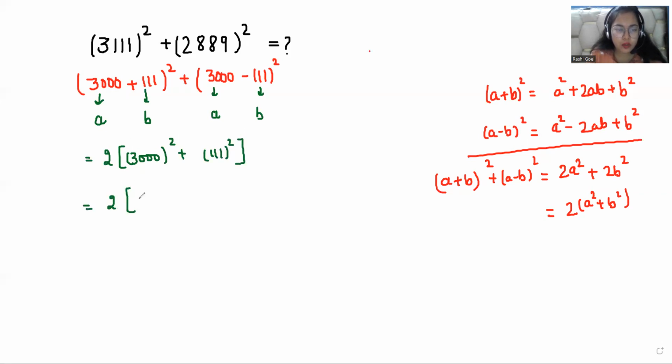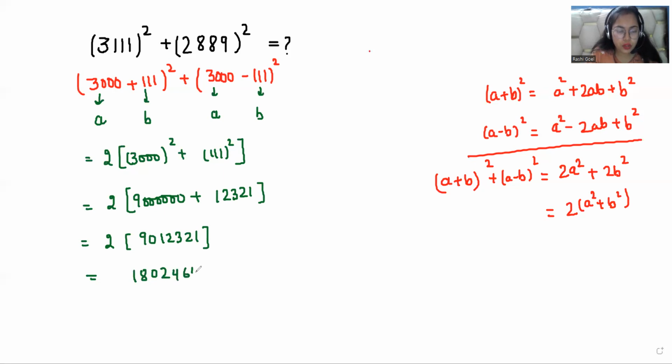Now, 3000 square is 9, and then the 3 zeros squared become 6 zeros, plus 111 square is 12321. Now if I add it, so 9,012,321. And if I multiply it by 2, I get 18,024,642.